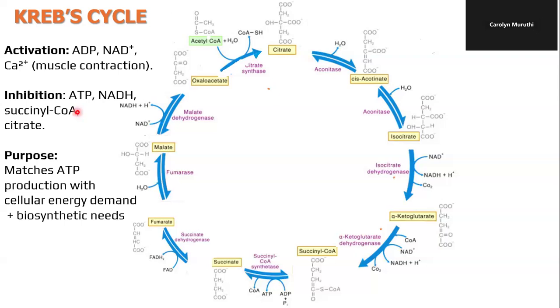So what is the purpose of regulating the Krebs cycle? It's so that we can match the production of ATP with cellular energy demands and also biosynthetic needs. So a high cellular energy demand and biosynthetic needs will result in increased Krebs cycle activity, whereas a low cellular energy demand will decrease the Krebs cycle activity.